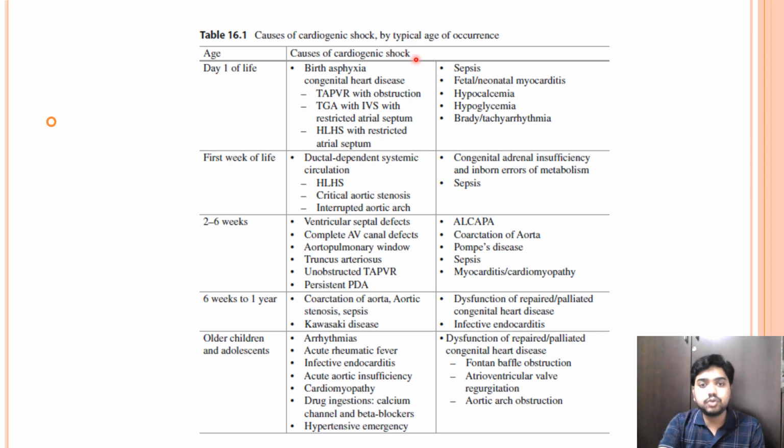On day 1 of life, it is usually birth asphyxia or TAPVC or TGA with intact septum, or HLHS, hypoplastic left heart syndrome. Those presenting in the first week of life are duct dependent systemic circulation or duct dependent pulmonary circulation lesions. Next, after weeks, it is like VSD, ASD, and in older children it may be due to arrhythmias or Kawasaki disease, cardiomyopathies and all.